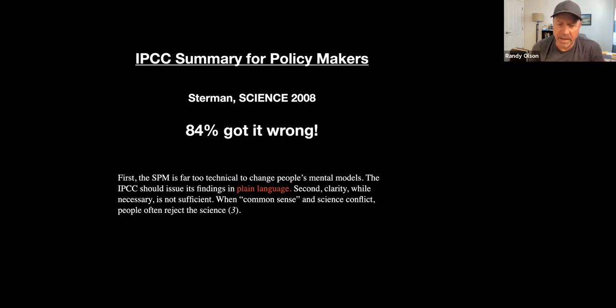In his paper, this is one of the paragraphs, John said, first, the SPM is far too technical to change people's mental models. The IPCC should issue its findings in plain language. Second, clarity, while necessary, is not sufficient. When common sense and science conflict, people often reject the science. That last sentence is so important. That tells a lot about what's gone on in the past year and a half here with the pandemic. When common sense and science conflict, people often reject the science. That's a huge problem.